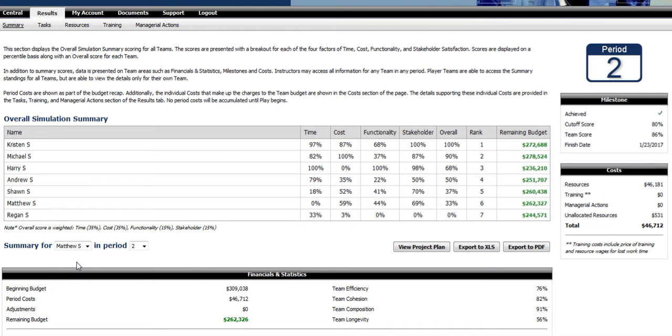Let's take a look at cost. Again, in terms of cost, Michael had 100%, so let's look at Michael's results. And so the costs, of course, are down here. Michael spent $44,694. The baseline was $39,600. So why does he have 100%?